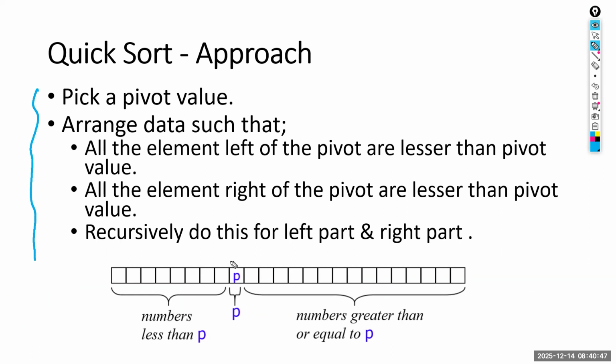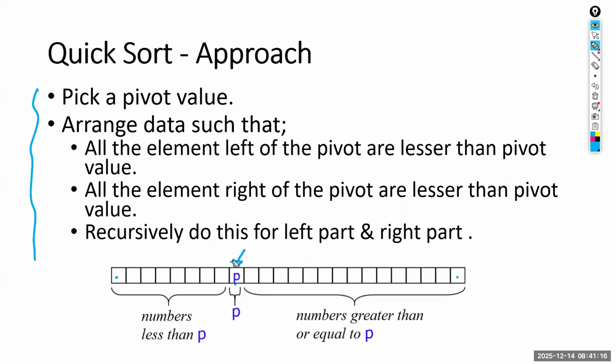So we select a pivot value. The pivot value can be anything. Maybe your pivot value is the first element, the middle element, the last element, or even a random element. That is why there are variations of the algorithm, because people can select the pivot value in different ways. So let's assume this is your pivot value, whichever way it was chosen.